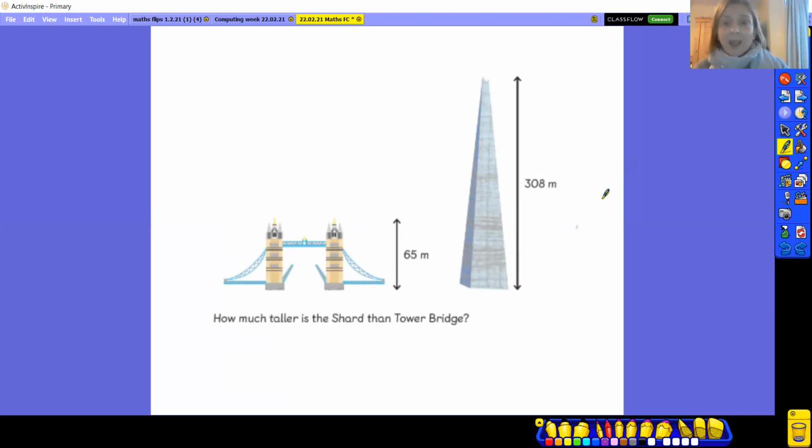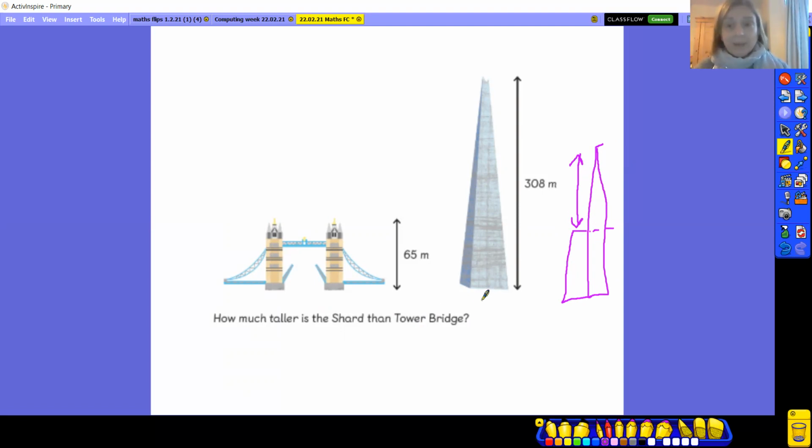So if I was going to compare them, I'm going to draw my bar model here. I've got my ruler out. Not a very good bar model, is it at all? Okay, so this one here, that is the Shard compared to Tower Bridge. Actually looks a bit like the Shard, it's a bit pointy. So I need to find out what the difference is between these two. Can you see? So I need to find out how much longer the Shard is than the Tower Bridge.